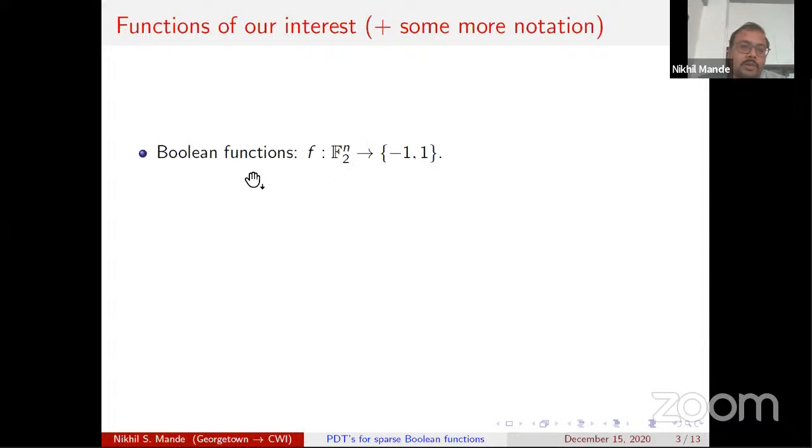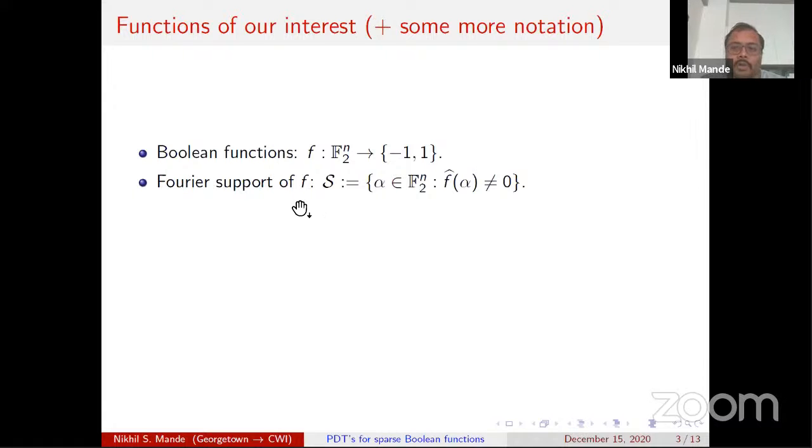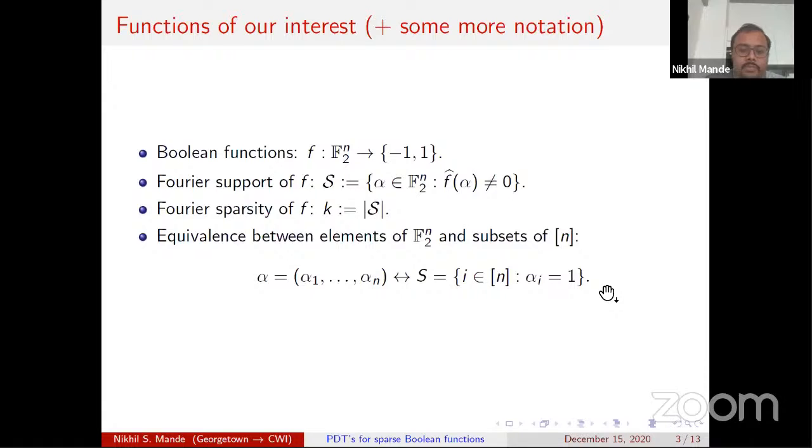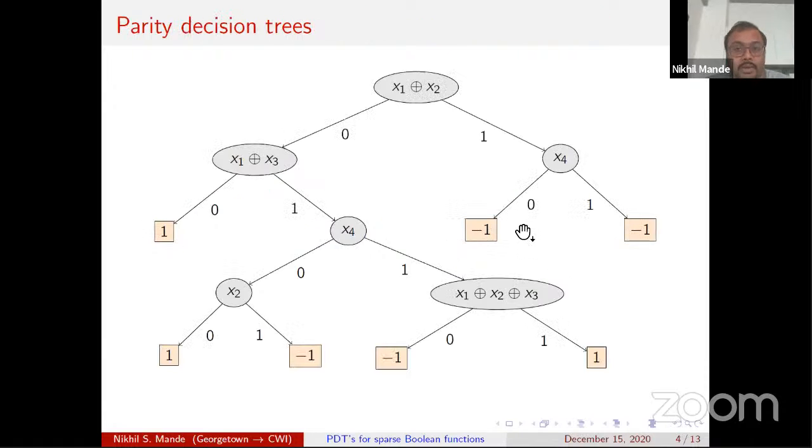Now, in particular for this talk, we'll be interested in those functions where the range is {-1, 1}, or Boolean valued functions. Denote the Fourier support of f by calligraphic S to be the set of all characters or parities whose corresponding Fourier coefficient is non-zero in the Fourier expansion of f. And we're going to use k to denote the Fourier sparsity of f. That's the cardinality of this set. Okay, so that's Fourier analysis of Boolean functions, a very quick primer.